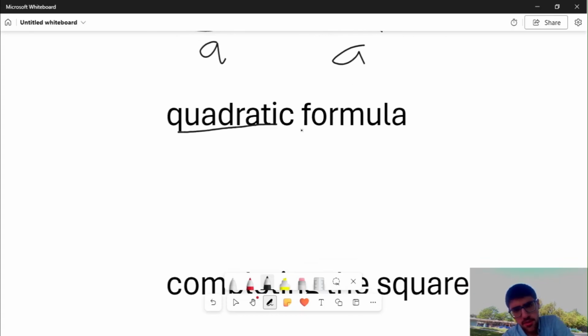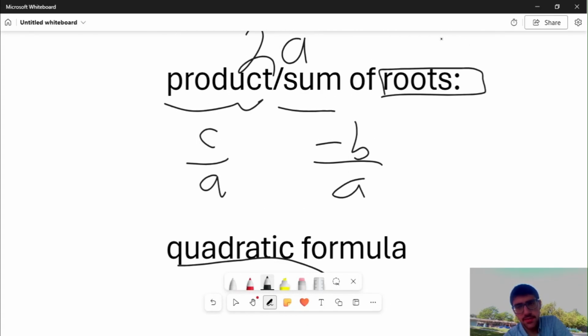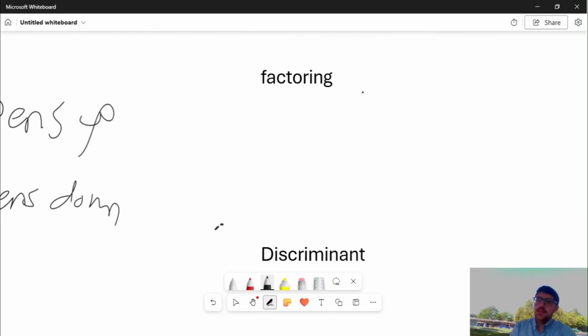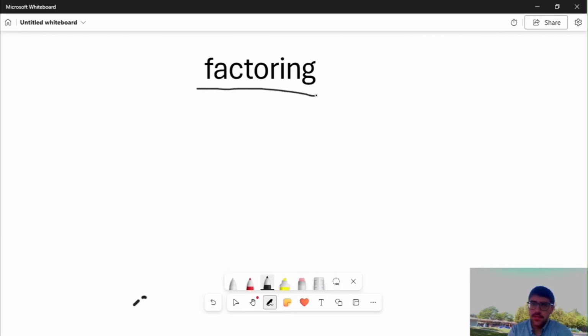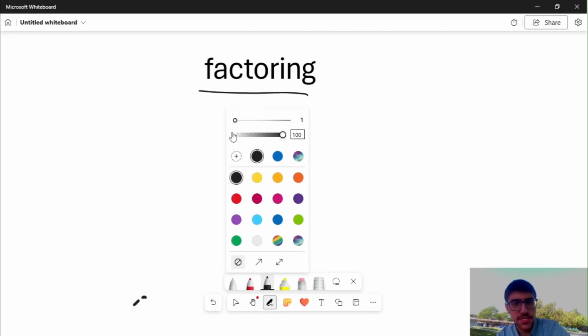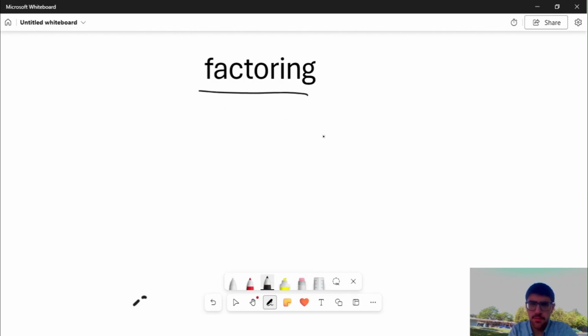The next thing is the quadratic formula, which basically is a way to find the roots. But actually, I'm going to go over factoring first. If you already know this and you don't want to watch an explanation, you can just skip maybe 1 or 2 minutes. But I'm just going to explain it.